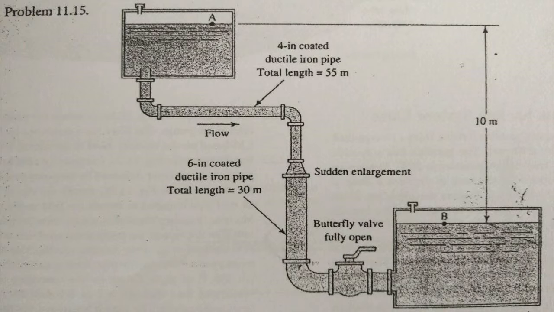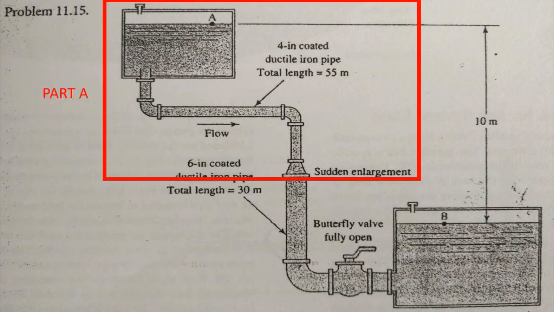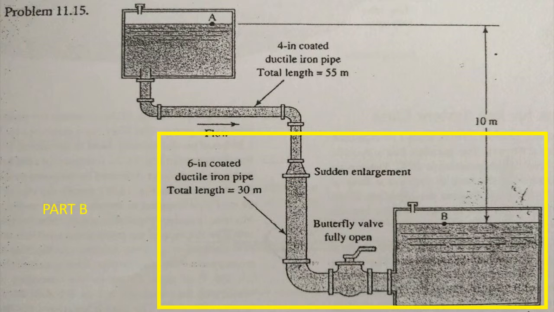The second one is the elbow 90, and we have 2 elbow 90s. The third one is the friction, and then the sudden enlargement. So this is for pipe A. The second part, part B, begins with the friction, 90 elbow, valve and the exit loss. So this is the equation.